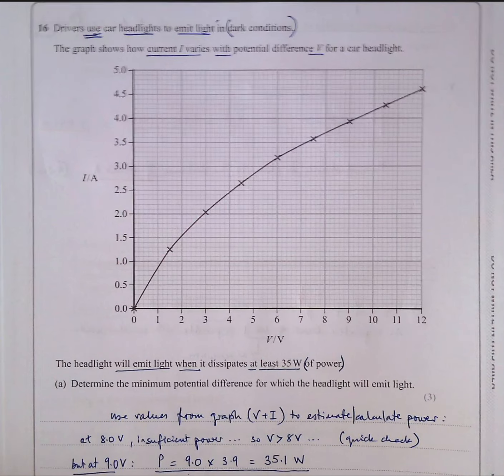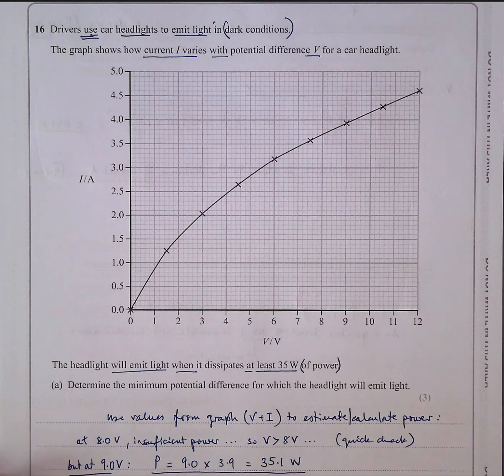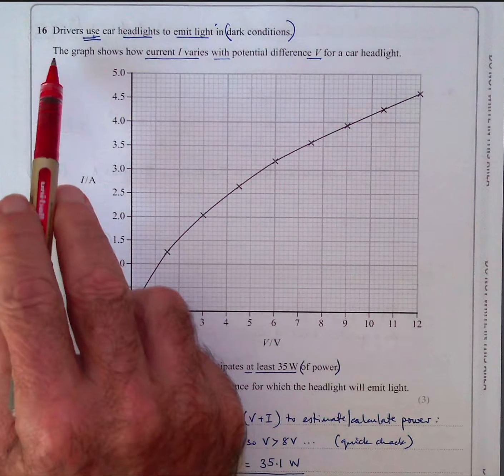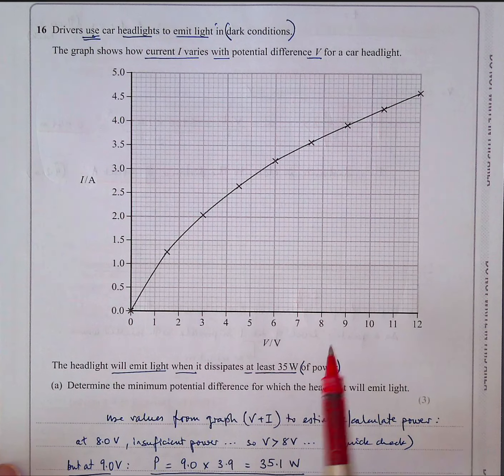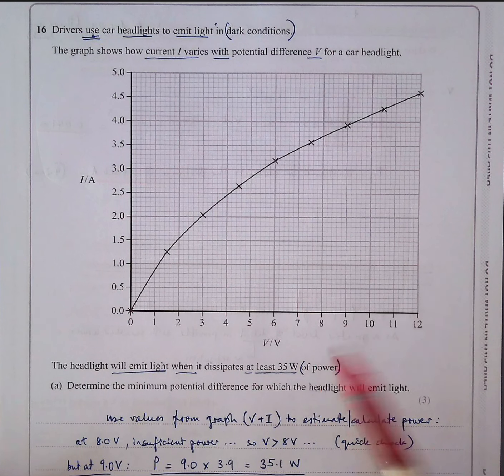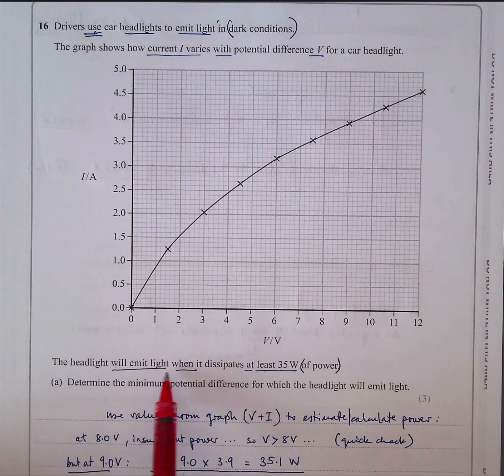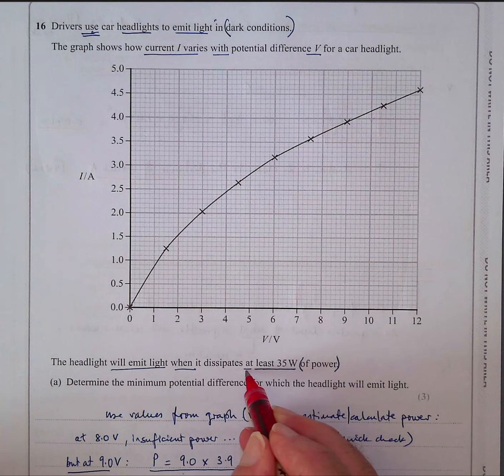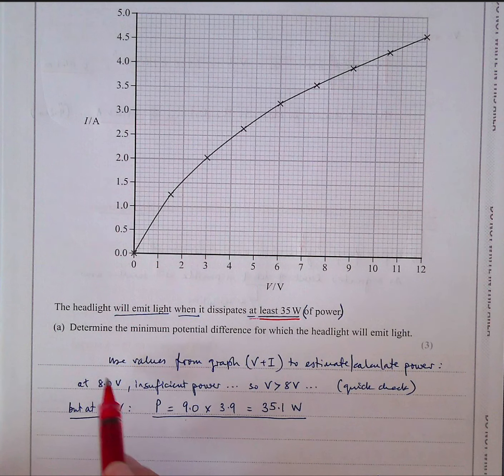Question 16. Drivers use car headlights, obviously, to drive in the dark. They emit light. Here's a graph of V against I, the voltage-current characteristics of a filament bulb. The headlight will only emit light, it says, when it receives at least 35 watts of power. Determine the minimum potential difference at which this will happen. So use values from the graph.